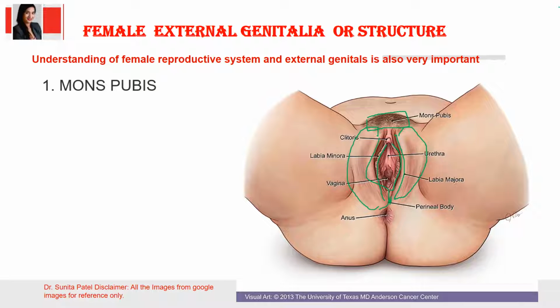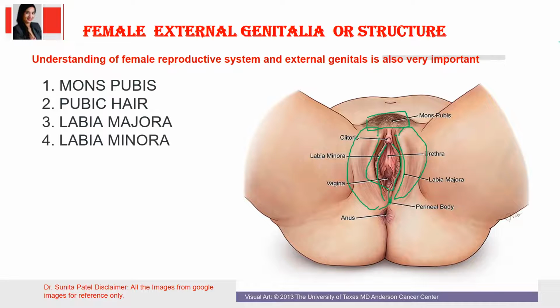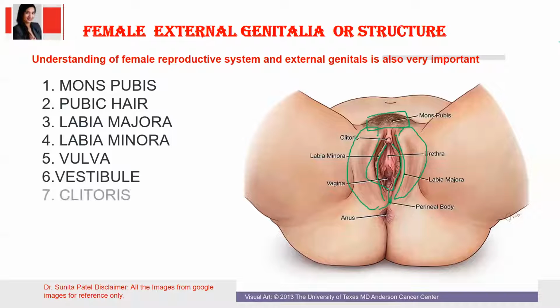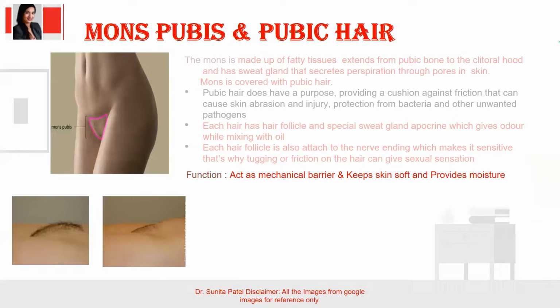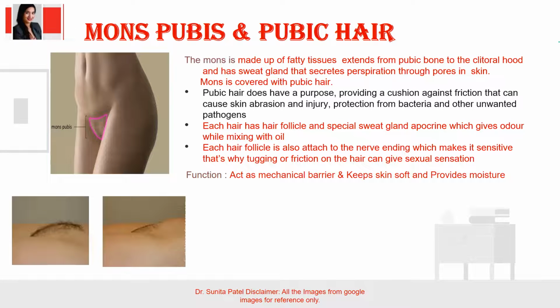As a women's health physiotherapist and women's health care provider, we should be able to understand the mons pubis, pubic hair, labia majora, minora, vulva, vestibule, clitoris, vaginal opening, what is the hymen, and what is the vagina. So the first part is the mons pubis and pubic hair.